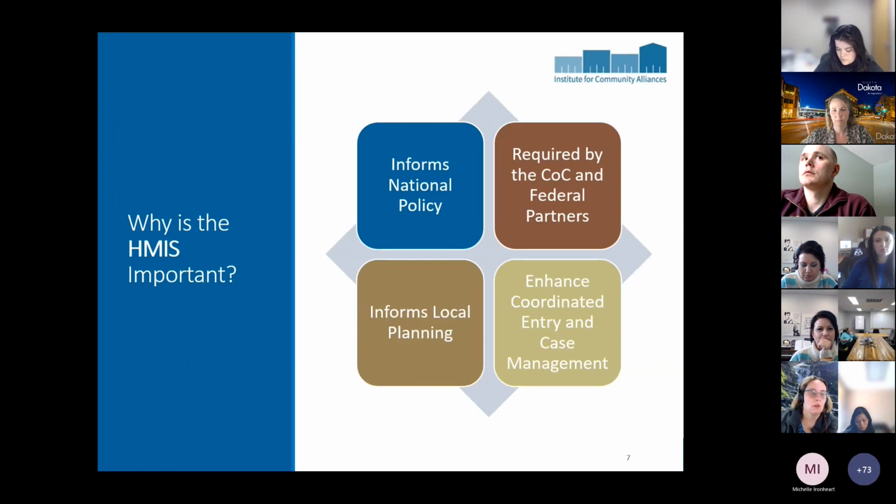Okay, so why is HMIS important? I also understand that when you're talking about software and entering data, sometimes people think it's one more thing, and it is one more thing. You guys do hard things.